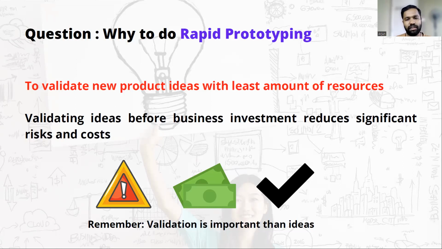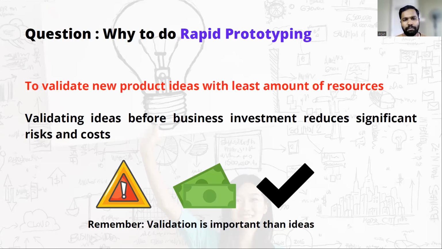So ideas are everywhere currently. In today's world, ideas are everywhere. Everyone can have 100 different ideas. Everyone can have 1,000 different ideas. But validation is very important. Everyone can have 100 ideas, but whether those ideas are validated or not, whether those ideas have real business potential or not, finding this out is very important for a startup venture.